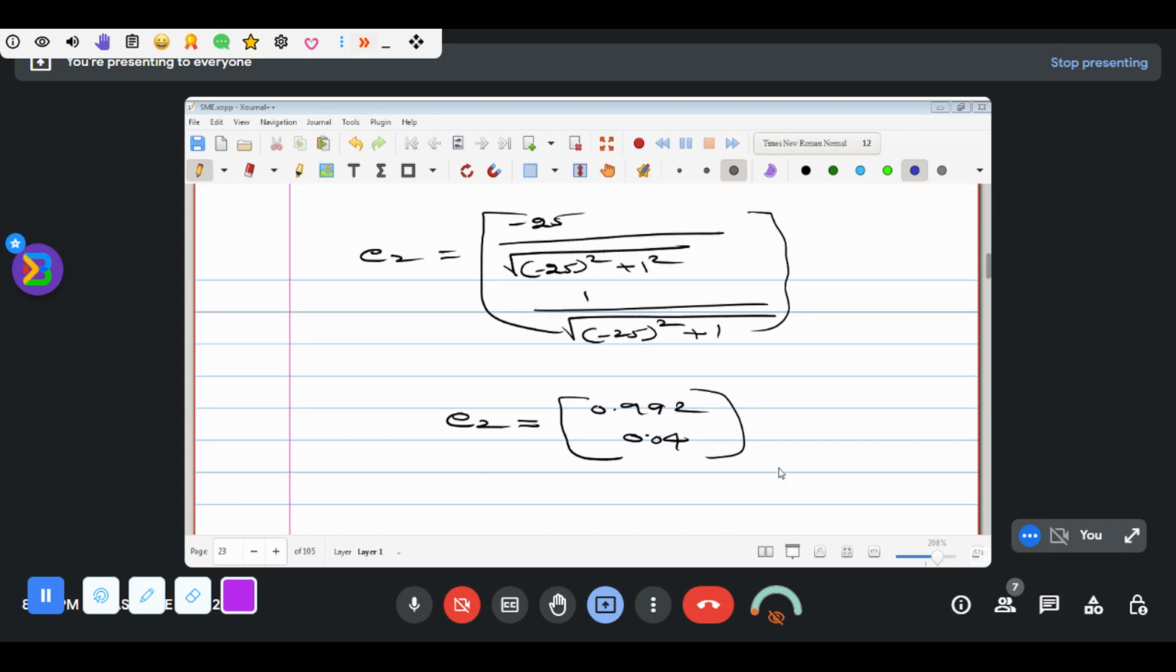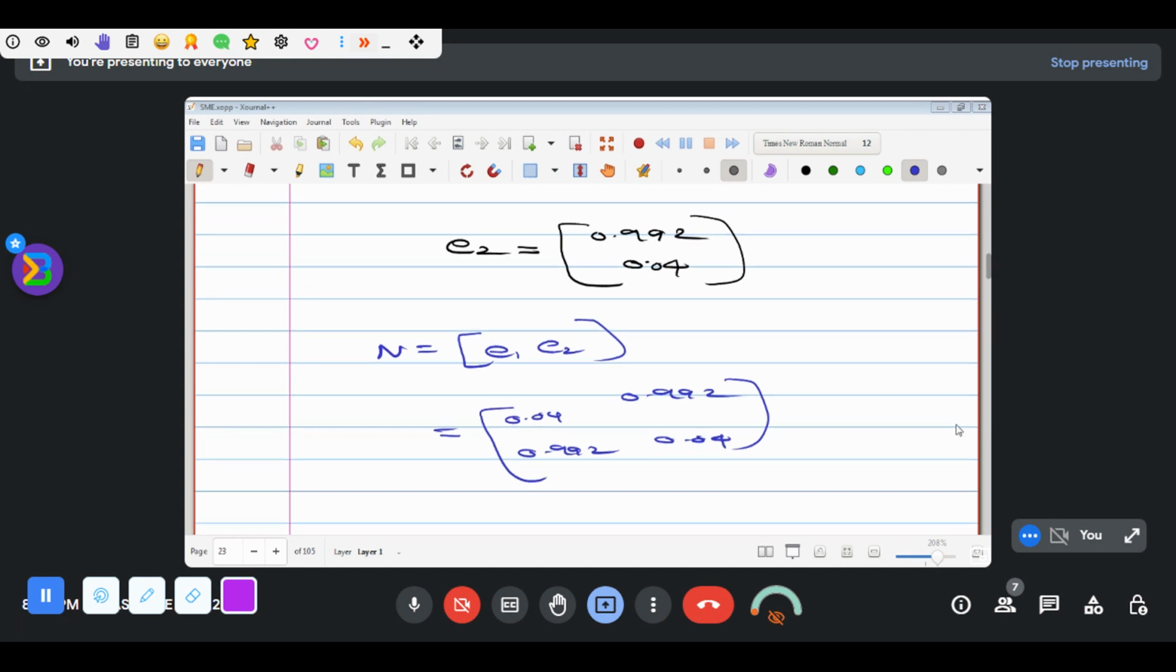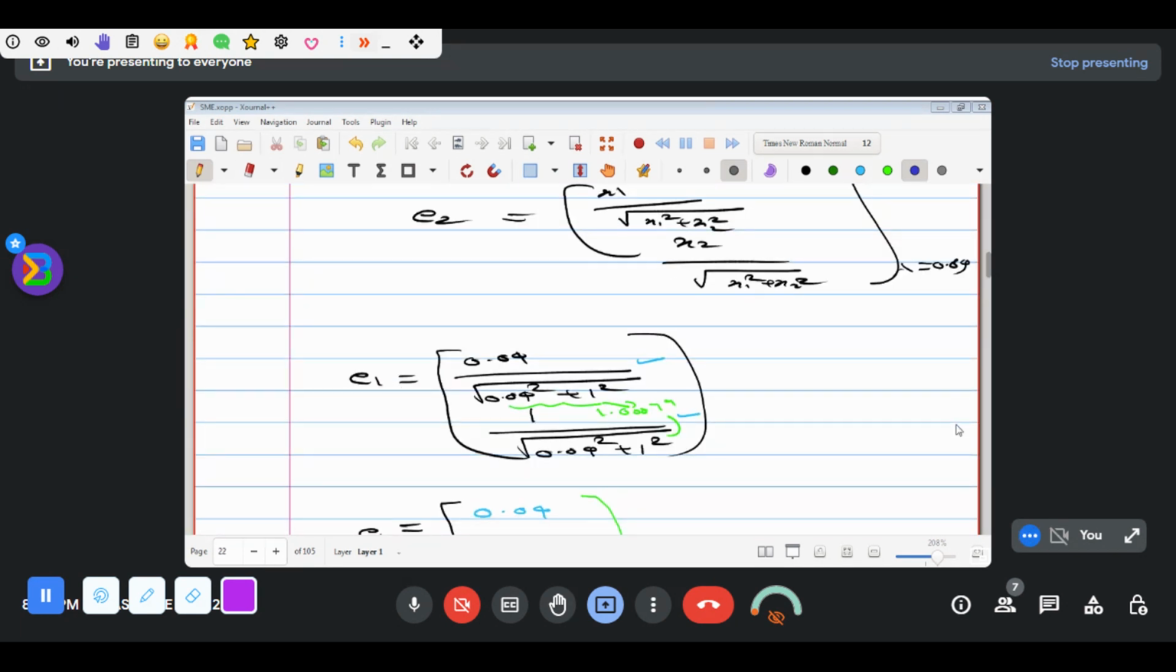So okay. Then what is the normalized matrix? Normalized matrix N equal to E1 and E2. Then write in column ways. So what is the first one? 0.04, 0.992 and here 0.992, 0.04. This is the normalized matrix value. Okay, edit out up to this one. I am ready for the next one.